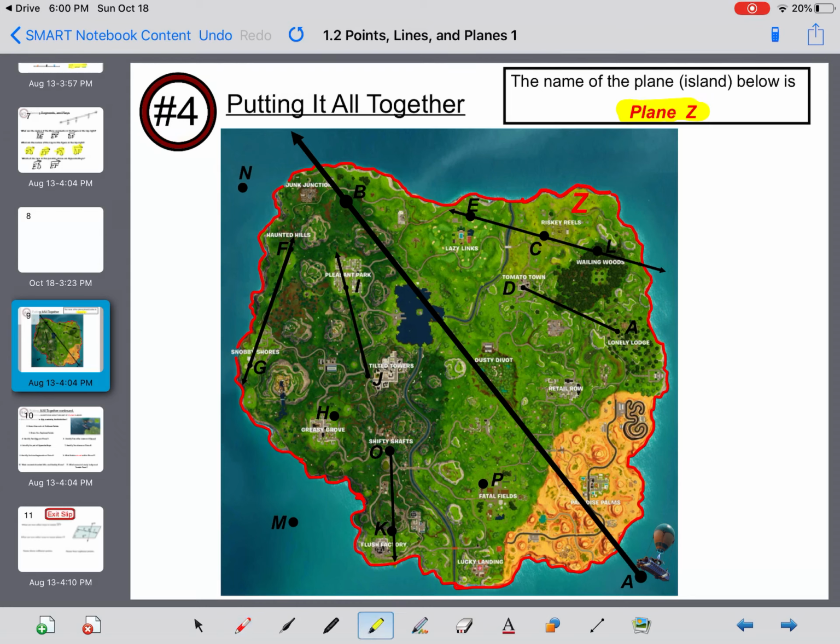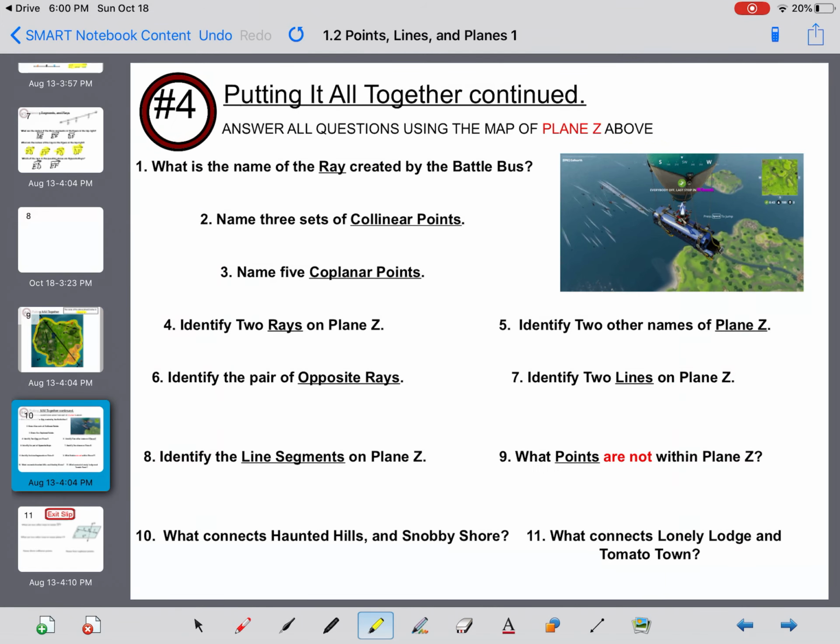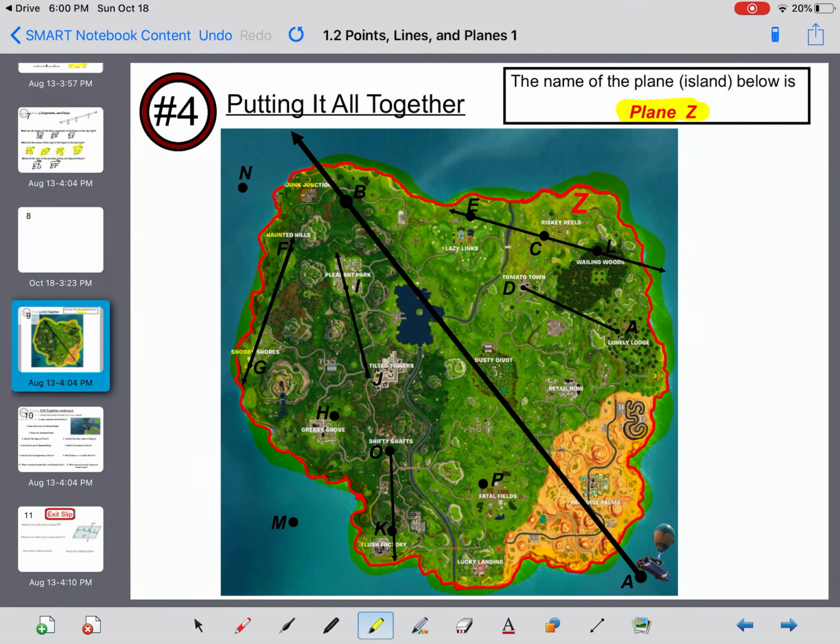Okay, that is your plane. Right here. You can see me following it along a little bit with that yellow highlighter. Okay, anything outside of that island is not within plane Z. There are many questions on the next page that you'll go back and forth and answer, okay, pertaining to the map.